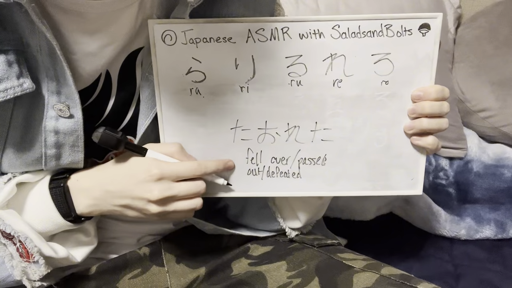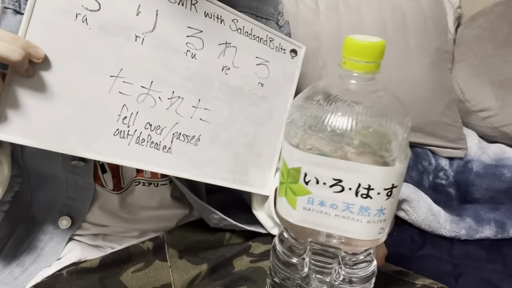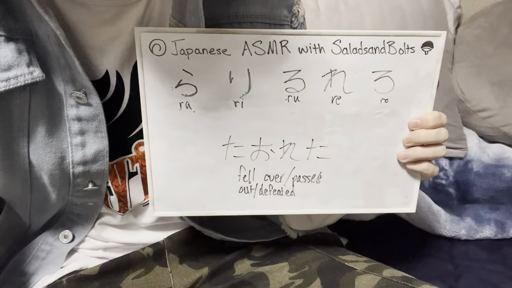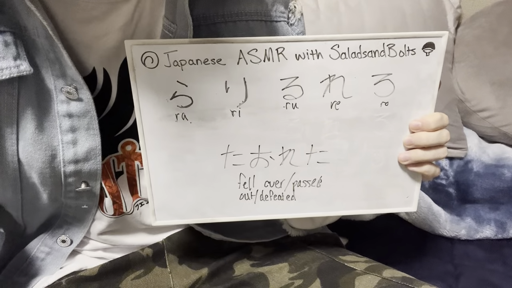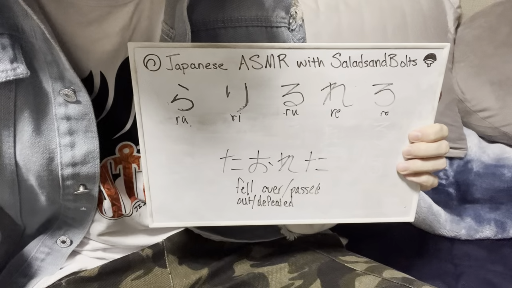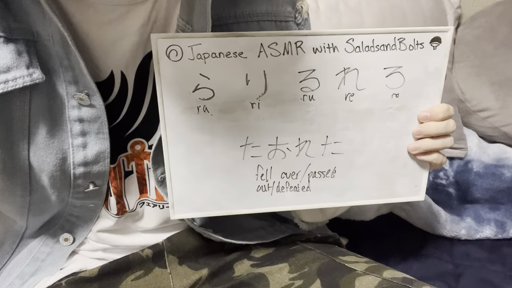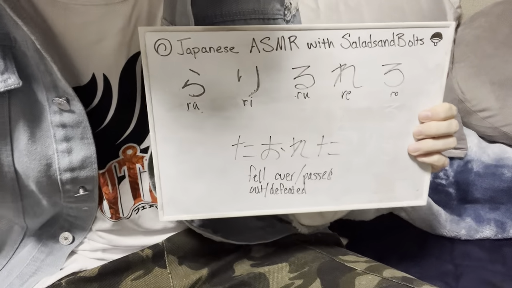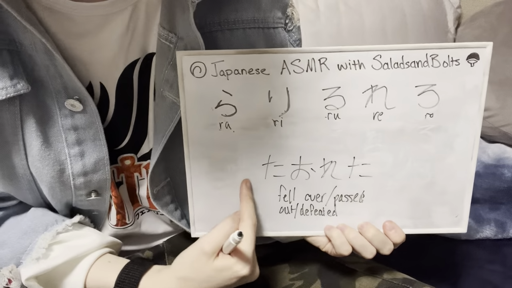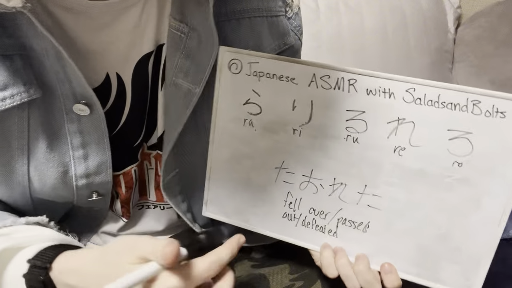it can have any of these meanings. So taoreta can mean like the water bottle fell over. If you say a person fell over or passed out, that means they're in a condition where they're likely no longer able to fight. So 誰かが倒れた。ここに倒れた人がいるんだぞ. It's like there's a person collapsed over here. Collapsed is another word that you can use. So it can have a lot of different meanings, but just know that it means something falling over, passing out, being defeated, something like that. Those are some of the nuances of this word.